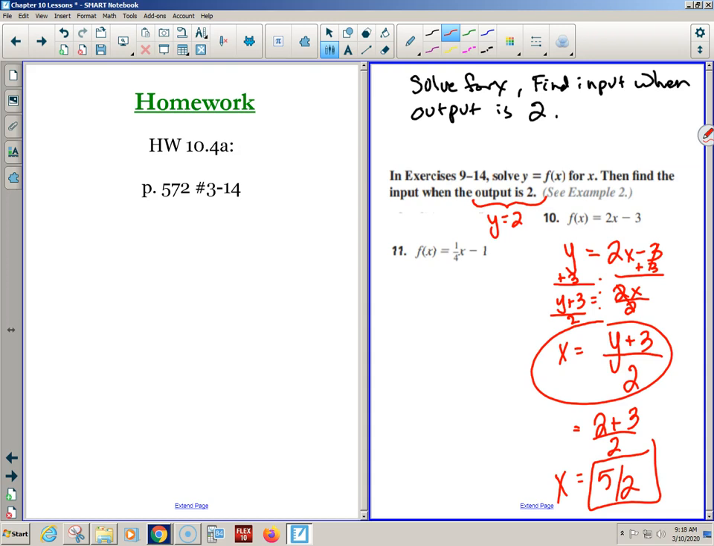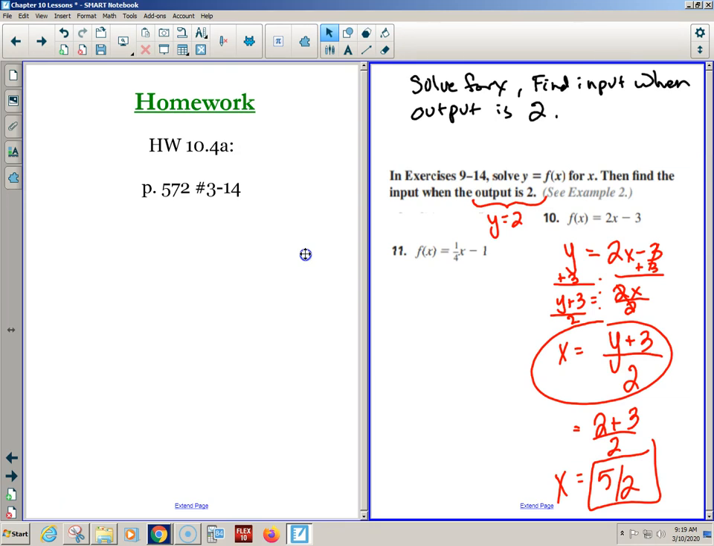Do you see what you're missing? Yeah, I already plugged in. So when I got the plus 3, I already plugged in. Oh, okay. So you just had it switched. You were putting the 2 in the input spot in the f of input instead of realizing they want it in the output spot. So we solve for x. There you go. I think that will help you on the rest of them too. Does that make sense? Oh, yeah. Okay. Is there any other place that we got stuck in homework, in the directions or in the problems?